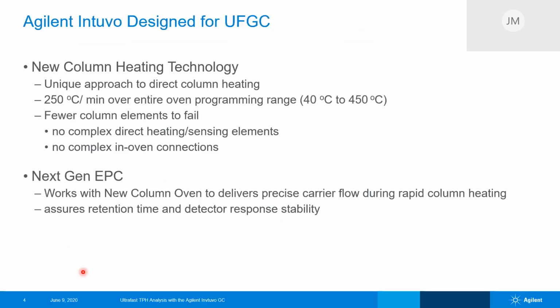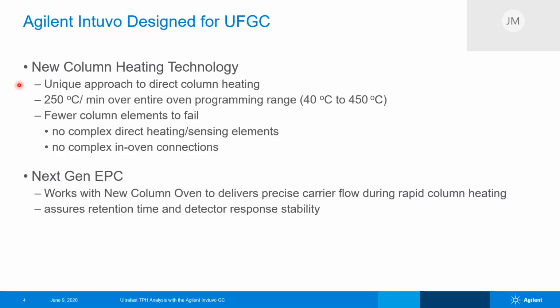Okay, so let's take a look at the Intuvo and some of the features of Intuvo that are specifically designed to do ultrafast GC. So with Intuvo, we have a new column heating technology. We don't have a column in an air bath oven that we're typically used to. We have a unique approach to column heating, and this is a direct column heating pad, and I'll show a photograph of that in a moment, that applies the heat directly to the column.